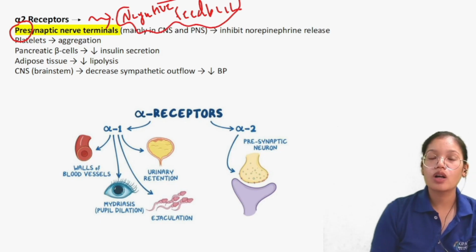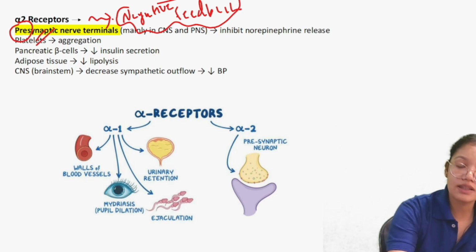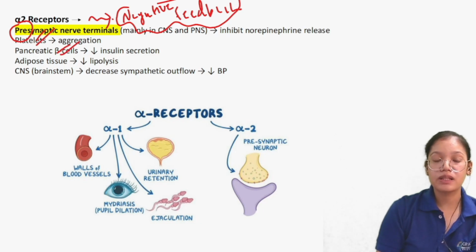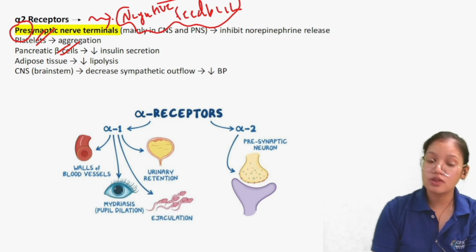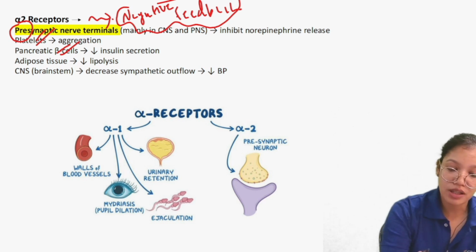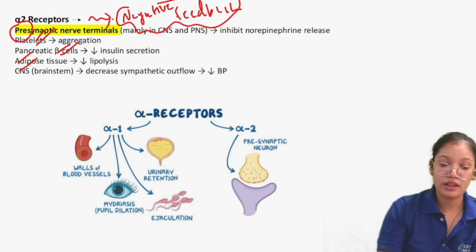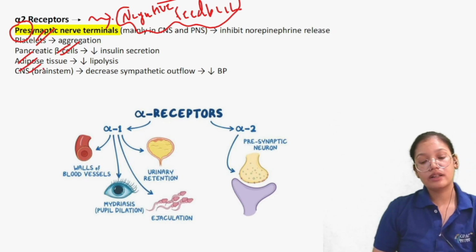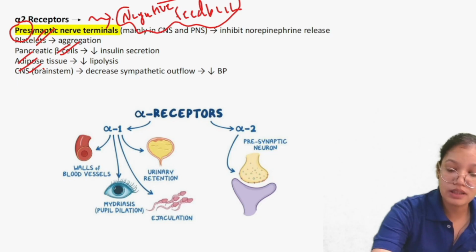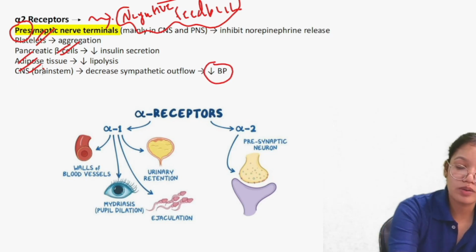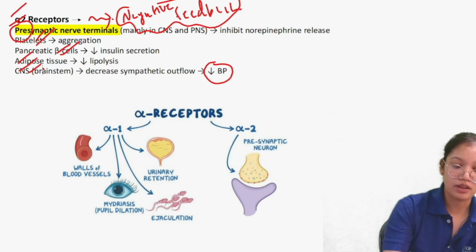Now if we talk about the location again, in the platelets, then in the pancreatic beta cells it is present, basically responsible for the decrease in insulin secretion as it has a negative feedback. Adipose tissue, lipolysis is decreased there. Then CNS, there the decrease in the sympathetic outflow, means decrease in the BP, can also be seen there. So that is the alpha 2 receptor.